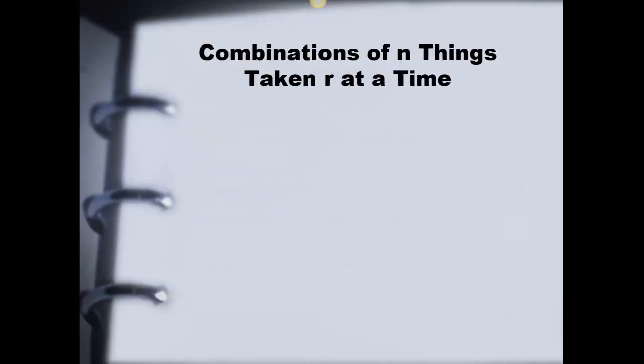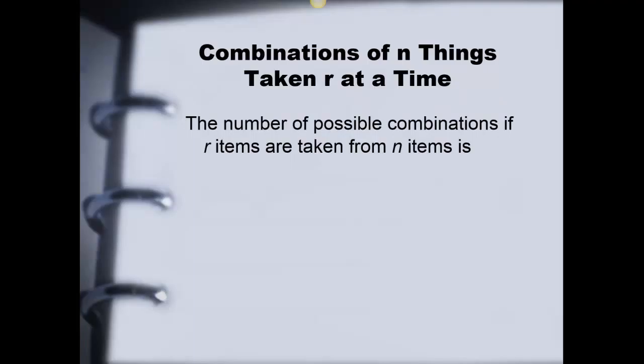So with this, it's going to take us into the formula for combinations of n things taken r at a time. The number of possible combinations if r items are taken from n items is C(n, r), which is equal to n factorial all over, in parentheses, n minus r factorial times r factorial. So let's do an example.